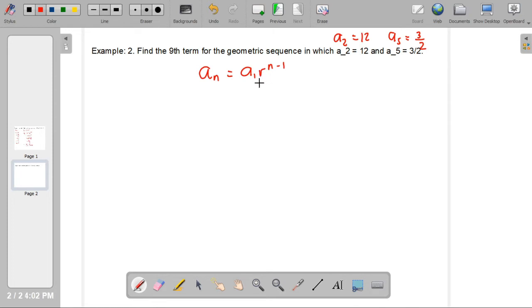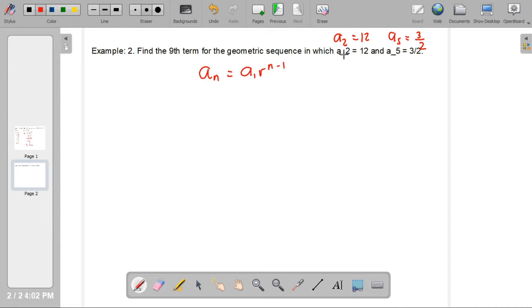Do we have the common ratio? No. Can we get the common ratio right away by choosing any two consecutive terms? No, because there are no consecutive terms. What was given are the second term and the fifth term. You cannot just divide these two. That's not how you find the common ratio. We do not have the a sub 1, we do not have the r. So we cannot yet find the 9th term.